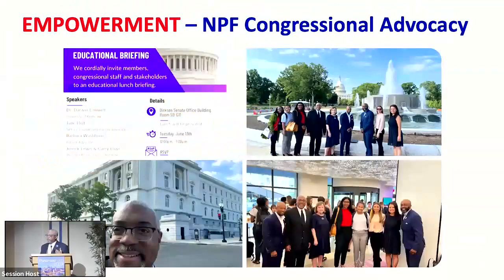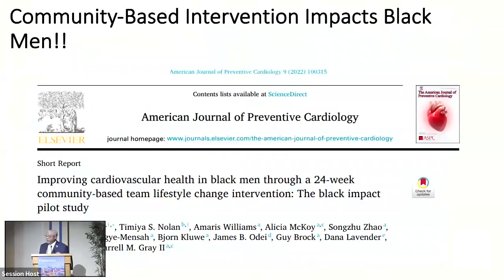So one of the things that we did was the NPF went to Congress, and this was a lot of fun. You can go to your Congress and schedule a meeting with your House of Representatives or your senator and tell them what's important to you. So there was advocacy. We wanted more research dollars to the NIH, and we talked about some other issues.